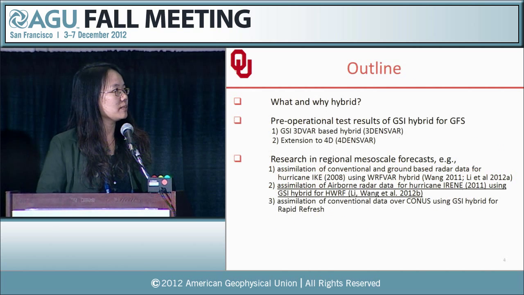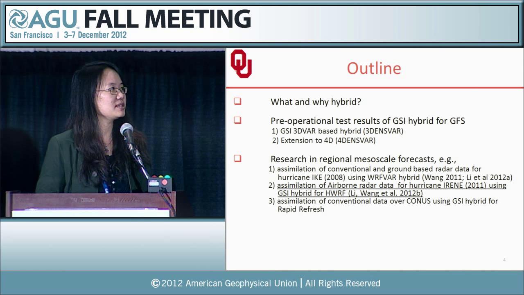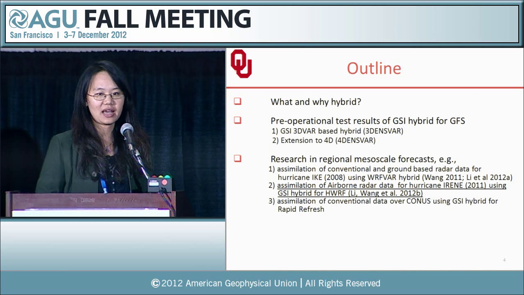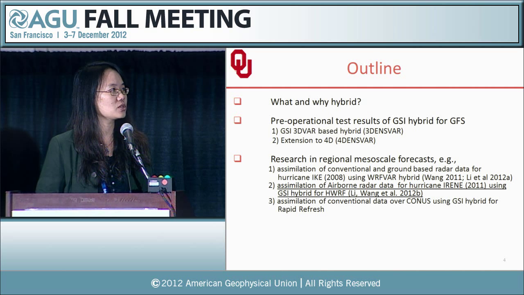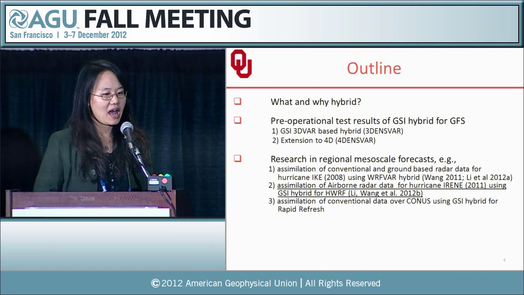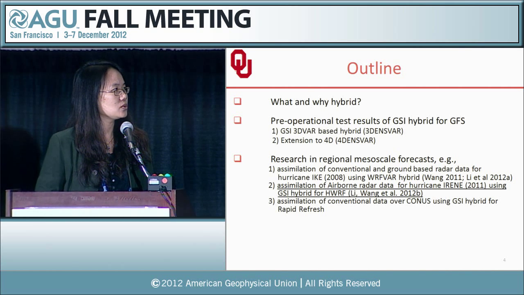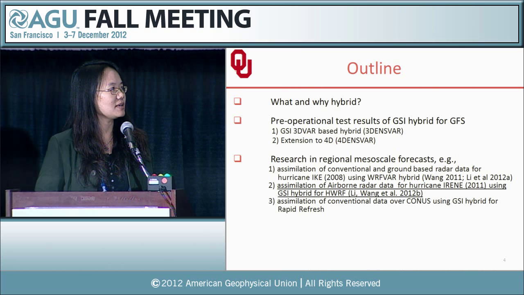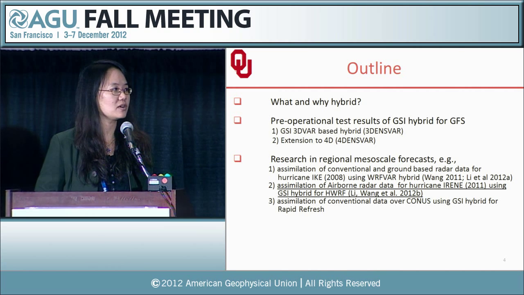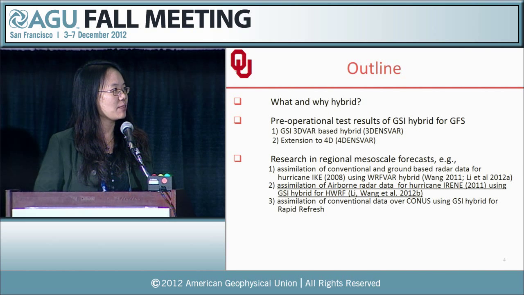So first, I will talk about what hybrid is and why we want to have a hybrid system, and I will show pre-operational test results for the GSI hybrid for the GFS, including both the 3D hybrid and also the 4D extension. There are many efforts in testing the regional system using the hybrid system, but due to the time constraint, I will only show one of our most recent efforts, using the GSI hybrid integrated with the operational hurricane WRF and testing that with airborne radar data assimilation for one hurricane case.